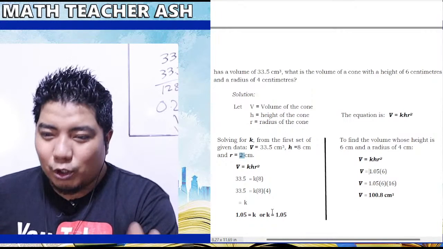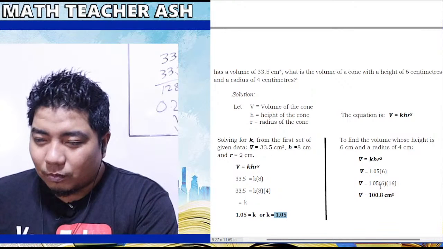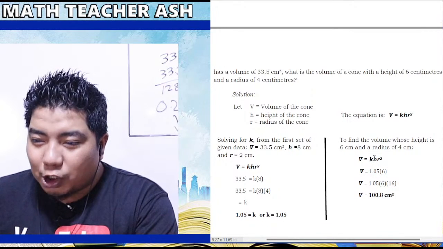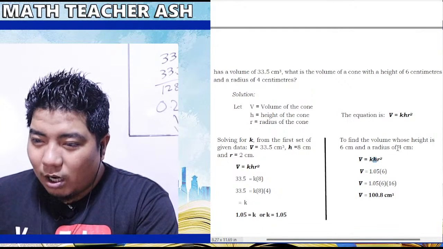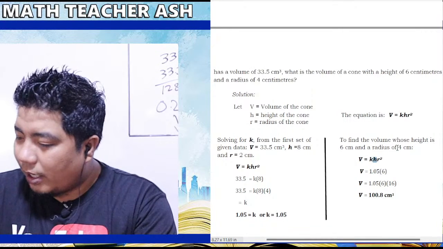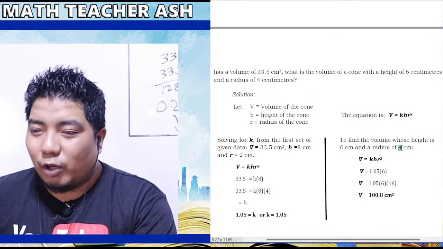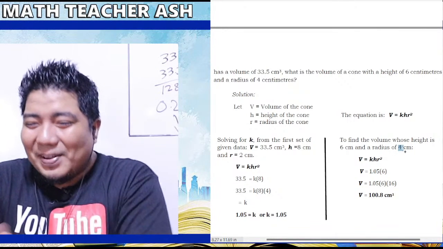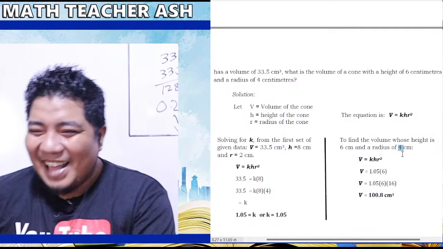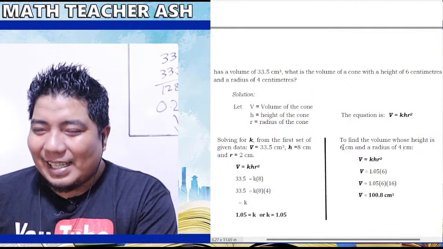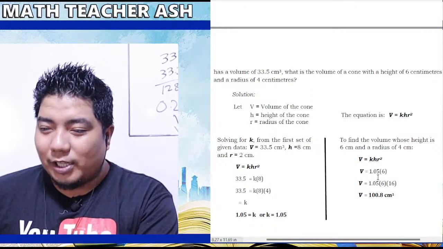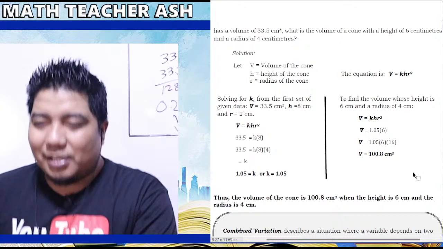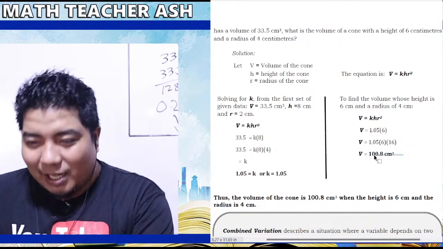Using this one, we apply this to our next situation in which our H is 6 and our radius is 4. So 4 squared. I'm very sorry, my dear math learners. So, we have here 6 centimeters times 4 squared. So, we have 1.05 times 6 times 16. And you have 100.8 cubic centimeters. So, this is correct.